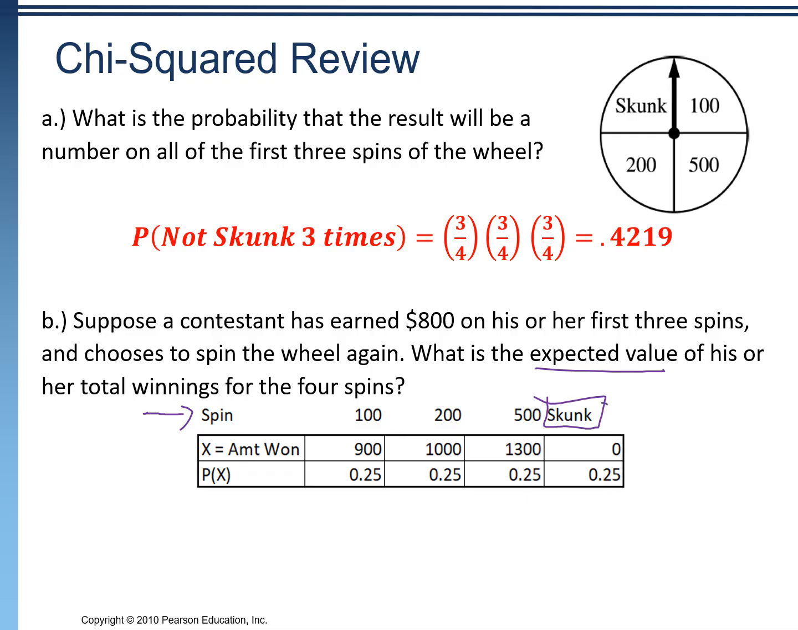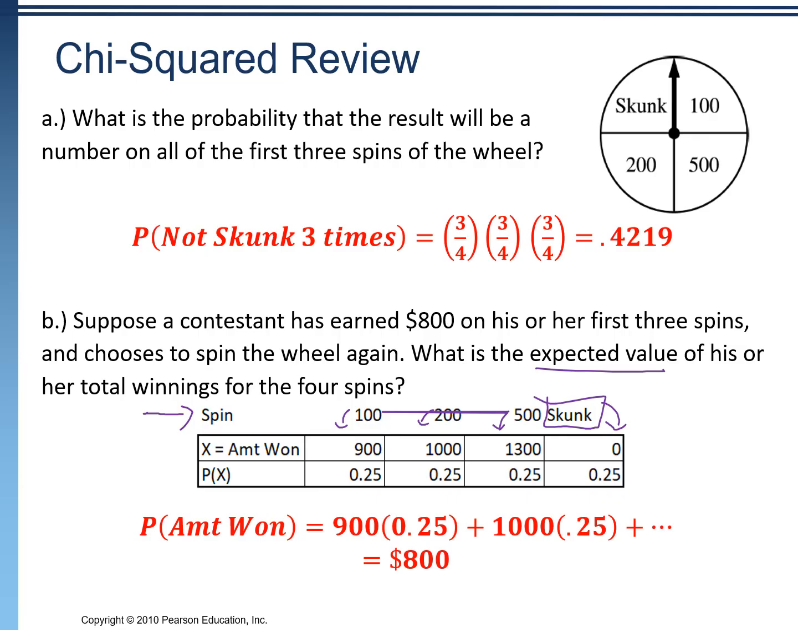If they end up with skunk, they don't win any money. If they get any of these values here, it just adds on to the 800. So that's where these numbers come from. 900, 1000, 1300 is 800 plus the results of their last spin. Probability of each of those is 25%. And now we can just find the expected value or the mean by doing 900 times 0.25 plus 1000 times 0.25 plus those 2 multiplied plus those 2 multiplied, and it would total $800.